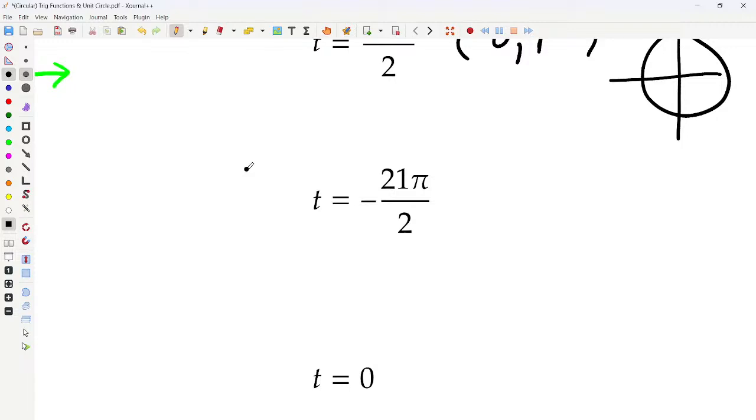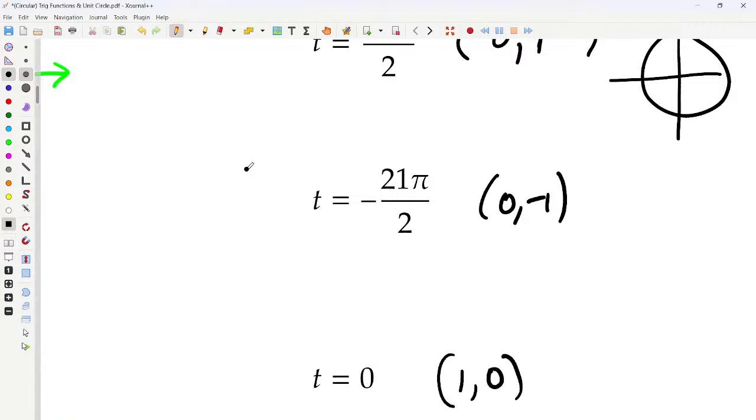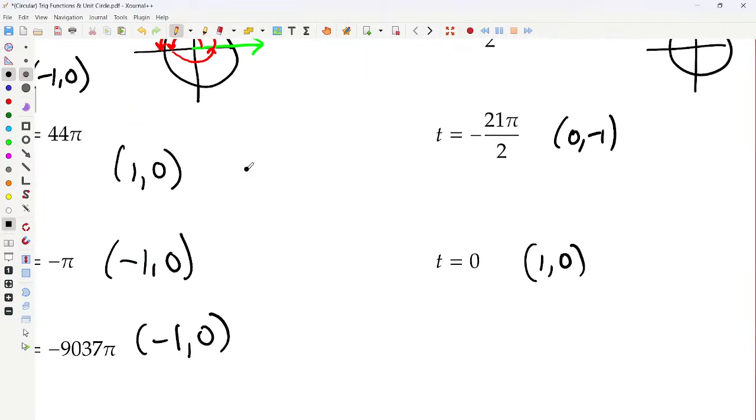Even if you just did this. 1, 2, 3, 4, 5, 6, 7, 8, 12, 16, 20. Wait, let me try that again. 4, 8, 12, 16. I think of groups of 4. Bring me back. 21 would be 0, -1. 0, 0, right? I couldn't check it. Why? All right. Start here. End here. You're at 1, 0.